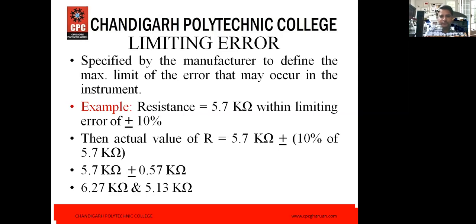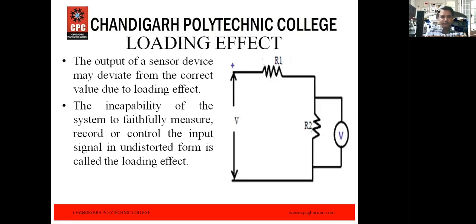For example, if I have a resistance of 5.7 kilo ohm with limiting error of plus minus 10%. Plus minus 10% means 10% of 5.7 kilo ohm. That means this resistance may deviate from its exact value, that is this 5.7 kilo ohm. It may deviate from 5.13 kilo ohm to 6.27 because the manufacturer has limited the error of this resistance, that is the plus minus 10%. This is the type of a limiting error.